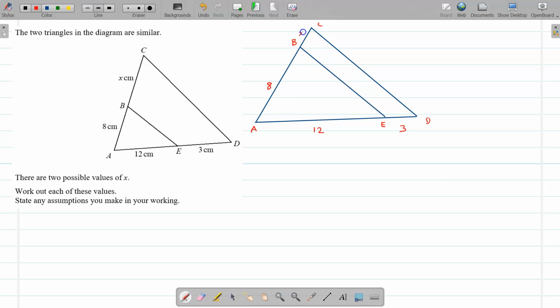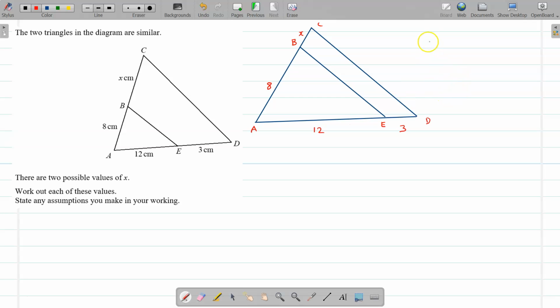Now you can probably already see that x is going to have to be 2, because you can see that the large triangle has a base of 15, whereas the smaller one has a base of 12, which is 4/5. So the scale factor between the small and the large is 5/4, which means the 8 will become 10.